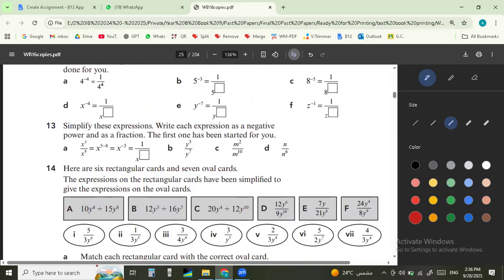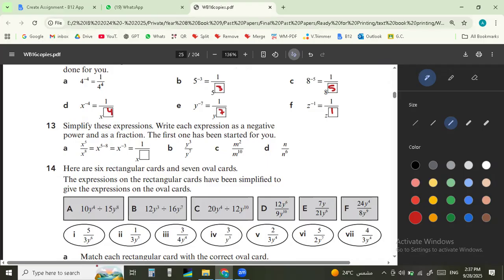Next, 4 to the power of negative 4 is saying to you it is the same as 1 over 4 to the power of 4. So 5 to the power of negative 3 is the same as 1 over 5 to the power of 3. 8 to the power of negative 5 is the same as 1 over 8 to the power of 5. 1 over z to the power of 1, which is just 1 over z. 1 over y to the power of 7. 1 over x to the power of 4. So if you flip it, this changes the sign of that index. If it was positive, we would have written it here negative. If it was negative, we write it here positive.